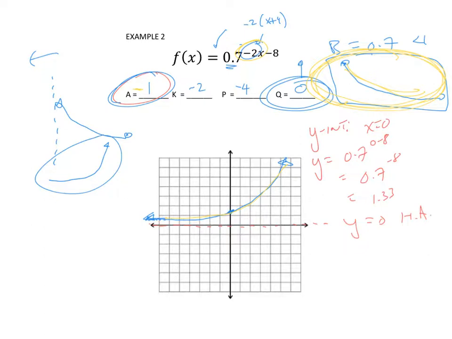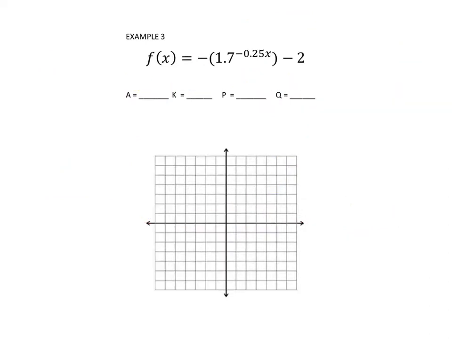If I had another reflection, it would actually decrease. So just be aware of the types of reflections and how it affects the behavior of the shape. Okay, so let's have a look at this function here.